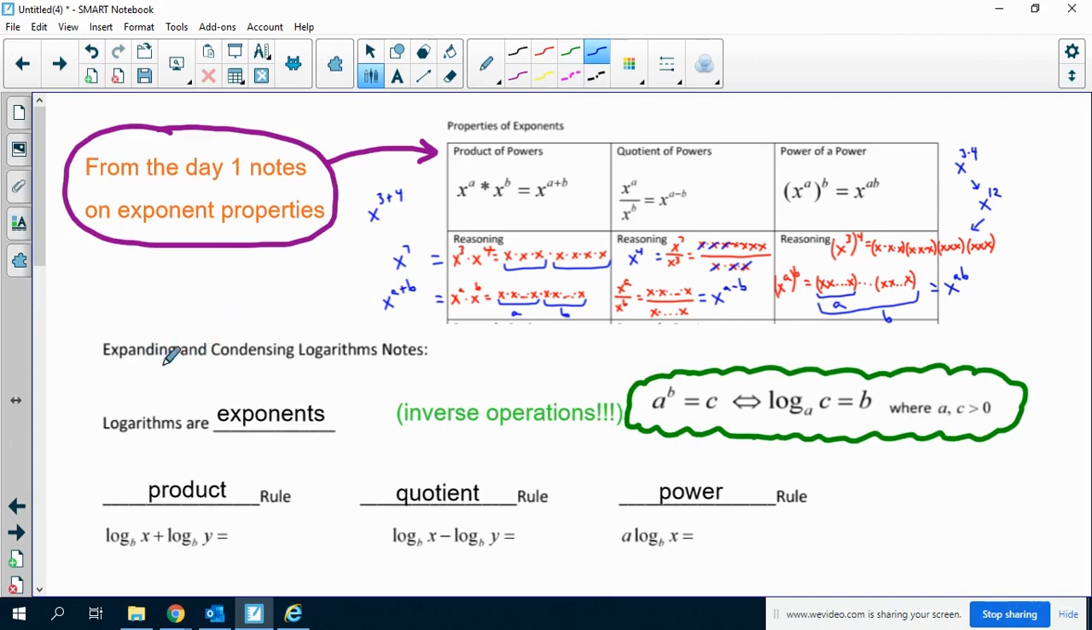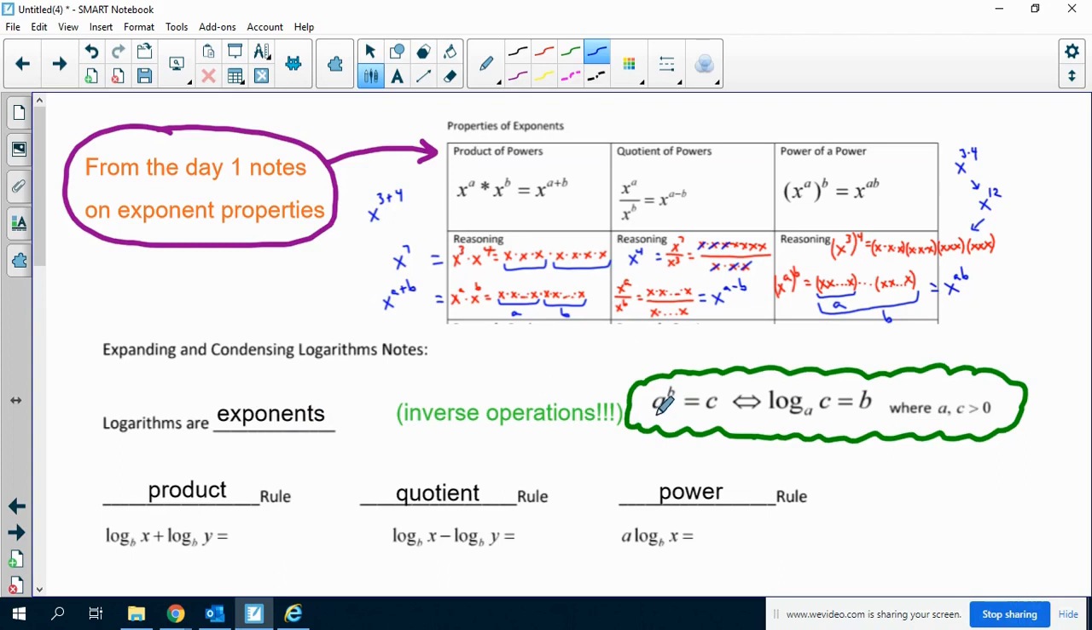We're going to discuss logarithms and some unique properties that they have about expanding and condensing. So we're going to take some notes on that. First, I've taken a screenshot of the day one notes on exponent properties, and we're going to take note that logarithms are actually the inverse operation of exponents, but we can also think about them as an exponent. And here's what I mean by that.